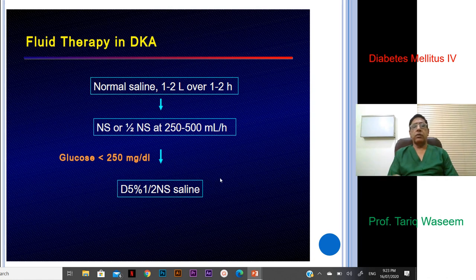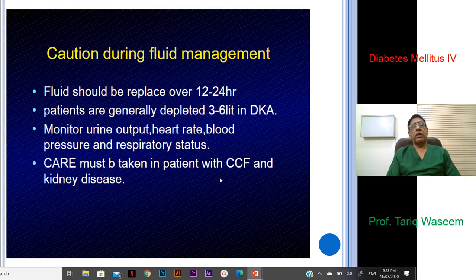This means that when you correct the dehydration and the hyperglycemia, more sodium may be retained and the patient may develop hypernatremia. So you want to avoid hypernatremia developing in them. It is to be administered cautiously, particularly in patients with compromised cardiovascular status. So the fluid should not be replaced all in one go; it should take around 12 to 24 hours for total replacement.